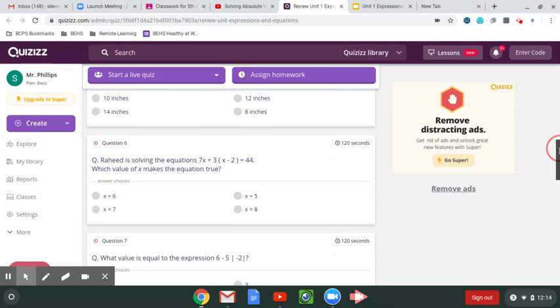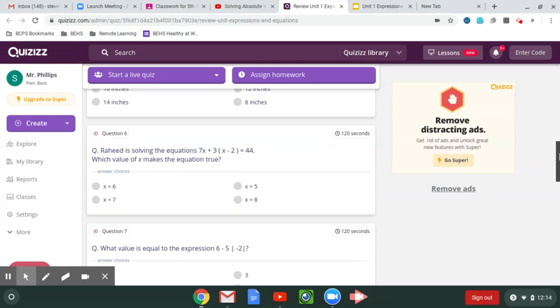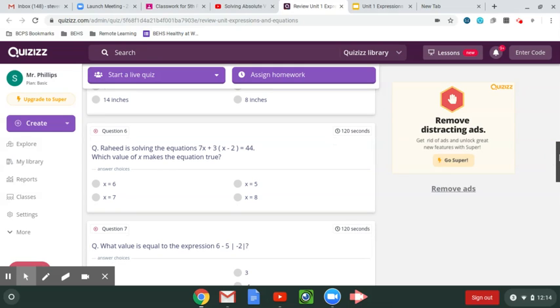Question 6, Rahid is solving the equation 7x plus 3 multiplied by the difference of x minus 2 is equivalent to 44. What value of x makes the equation true? I would just write down this equation and I would distribute, combine like terms, undo subtraction with addition, and undo multiplication with division. I'm going to show you that right now.